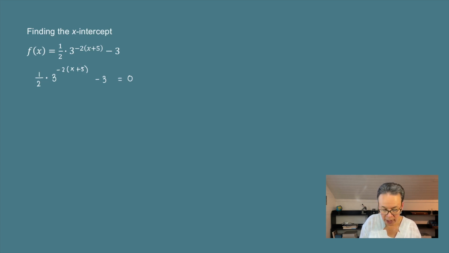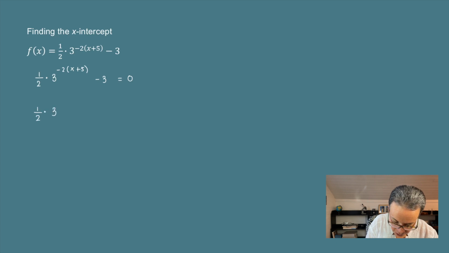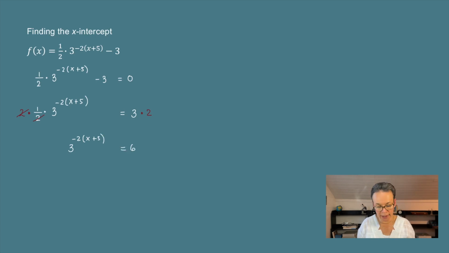So in order to do that, I'm going to have to add 3 to both sides to bring it over to the other side. And then I'm going to have to get rid of that 1/2. So then we're going to have 1/2 times 3 to the -2, x plus 5 equals 3. And then to get rid of 1/2, we're going to multiply both sides by 2. 2 will divide out, and we're going to have 3 to the -2, x plus 5 equals 6.